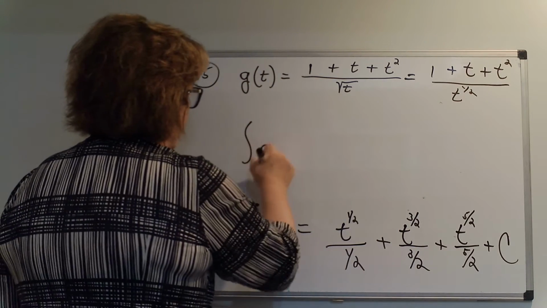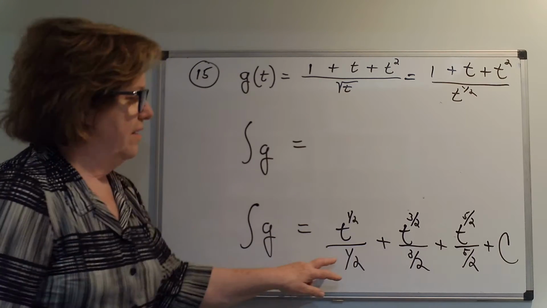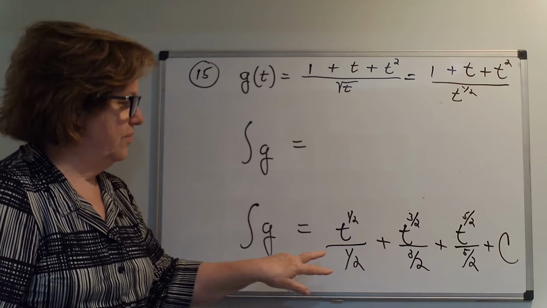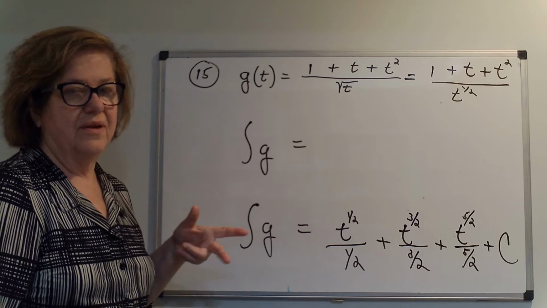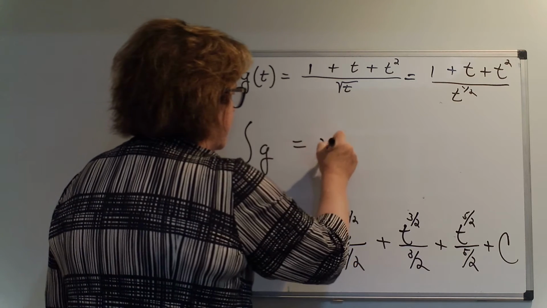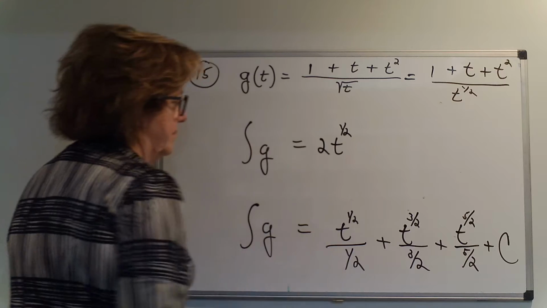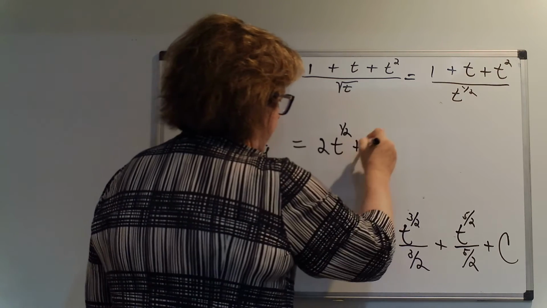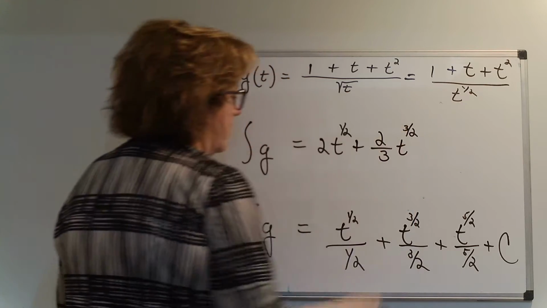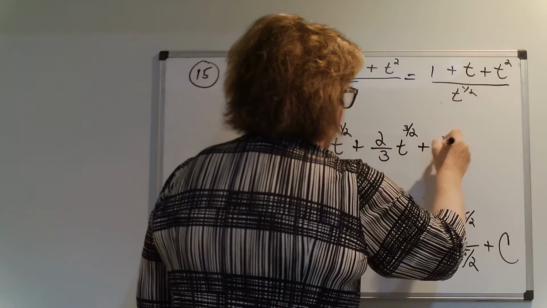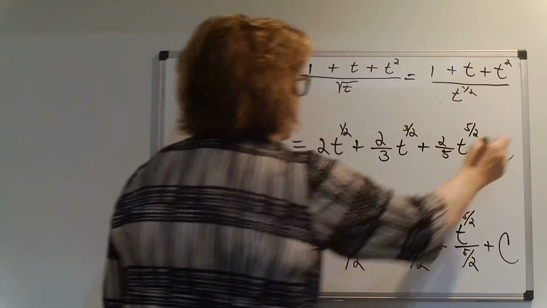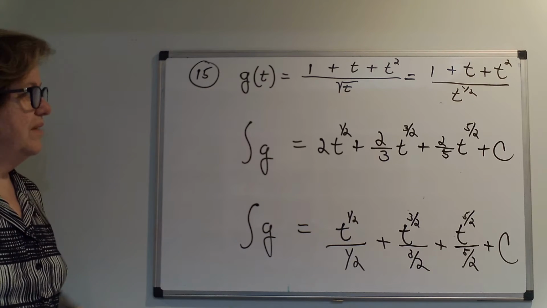What you have to remember in these problems is when I divide by 1/2, that's equivalent to flipping the 1/2 and multiplying. So I flip and multiply, I get 2t to the 1/2. Flip and multiply, I get 2/3 t to the 3/2. Flip and multiply, I get 2/5 t to the 5/2, and then I still have the plus c. So that's our answer.